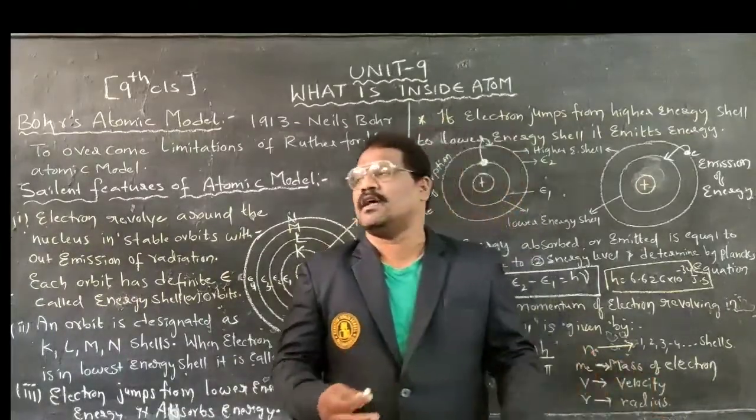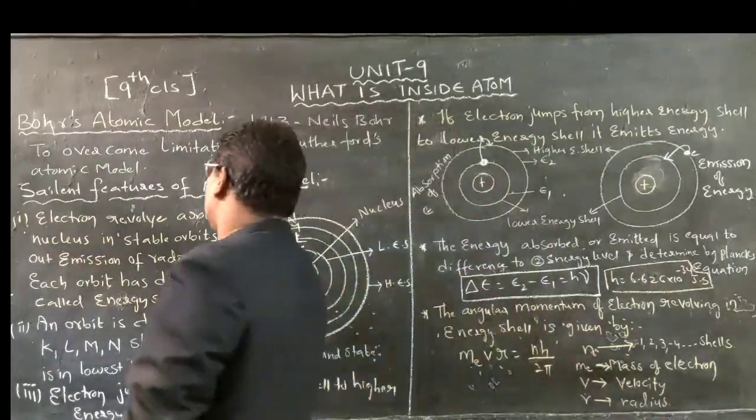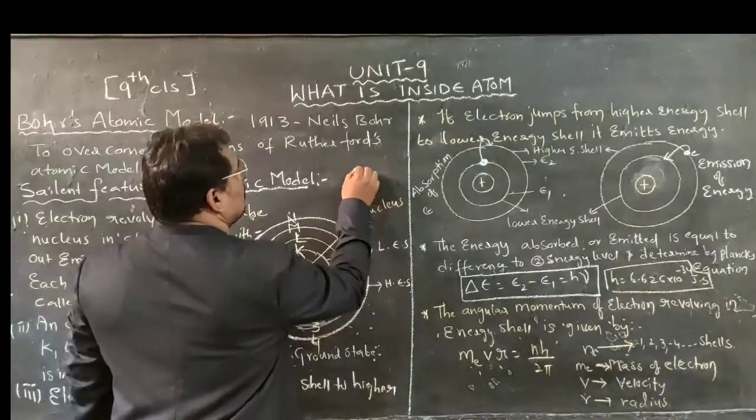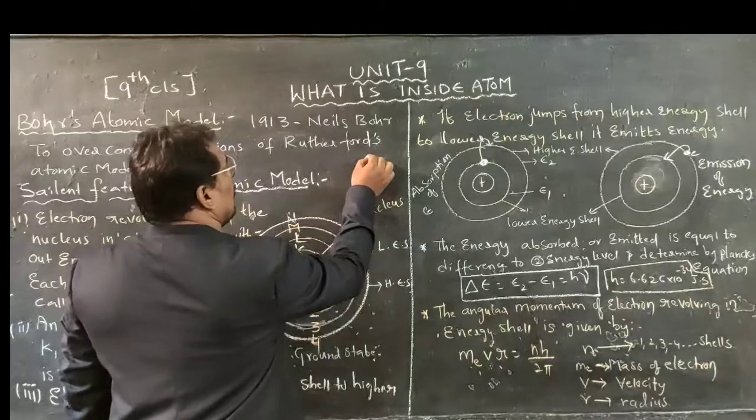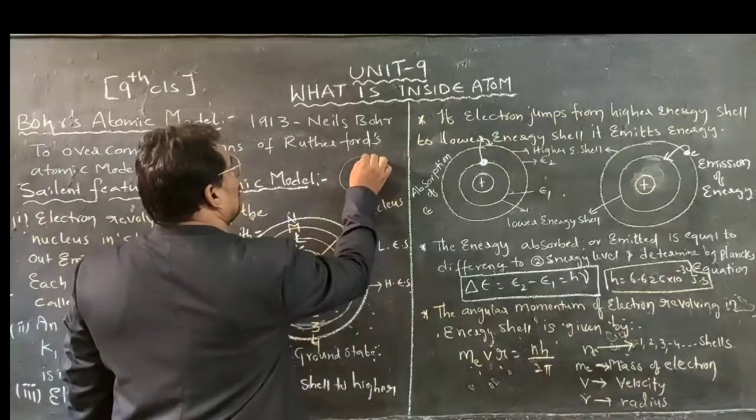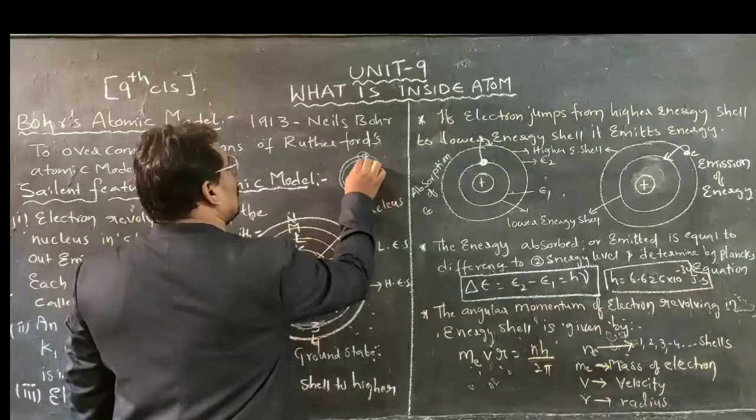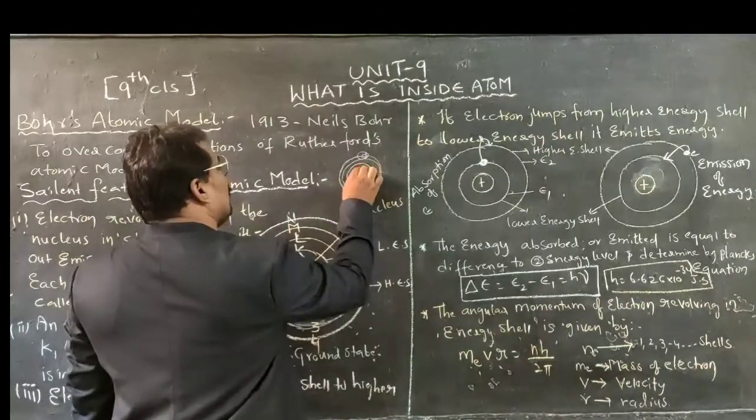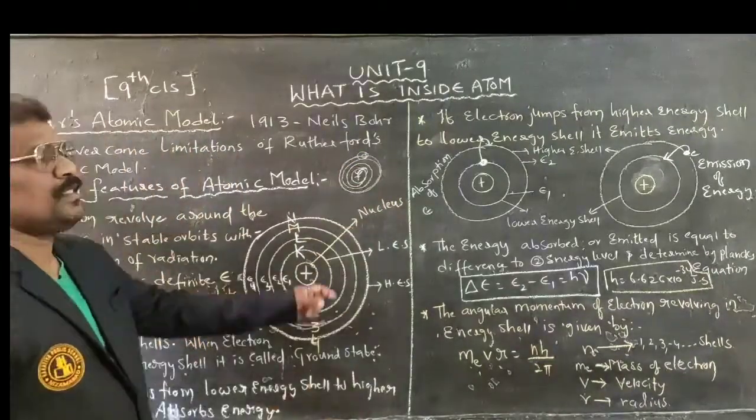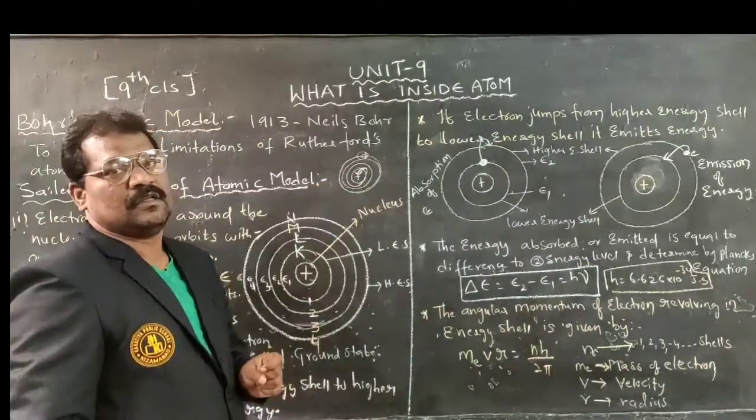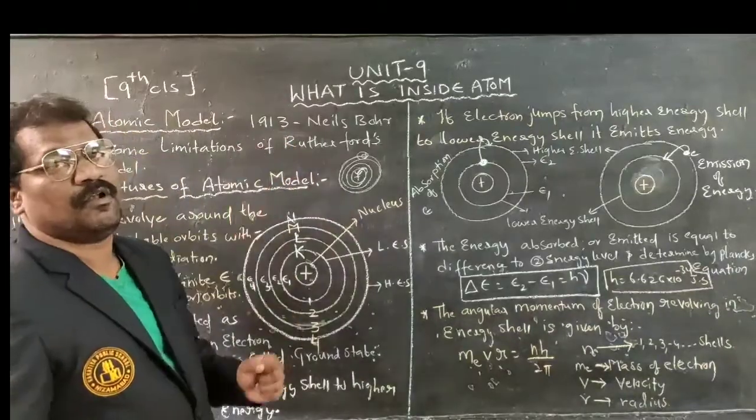We have seen clearly that when an electron is orbiting around the nucleus, for example, this is the nucleus, as it is orbiting around the nucleus, it loses its energy and it will fall into the nucleus. It will fall into the nucleus, that indicates the atom collapses. But he said that the atom is stable.